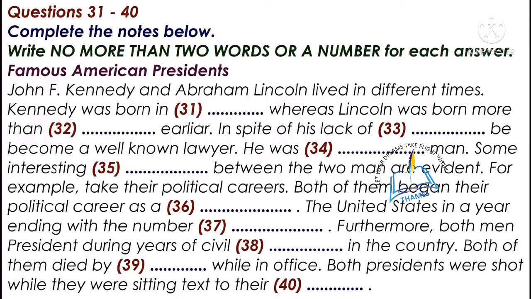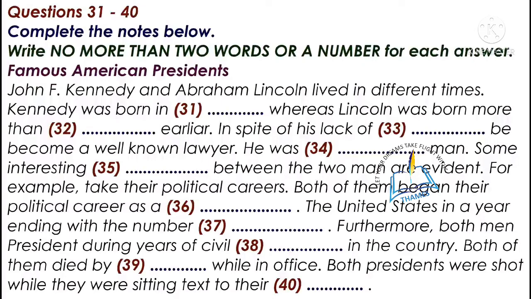Now listen carefully and answer questions 31 to 40. John F. Kennedy and Abraham Lincoln lived in different times and had very different family and educational backgrounds. Kennedy lived in the 20th century, while Lincoln lived in the 19th century. Kennedy was born in 1917, whereas Lincoln was born more than 100 years earlier, in 1809. As for their family backgrounds, Kennedy came from a rich family, but Lincoln's family was not wealthy.